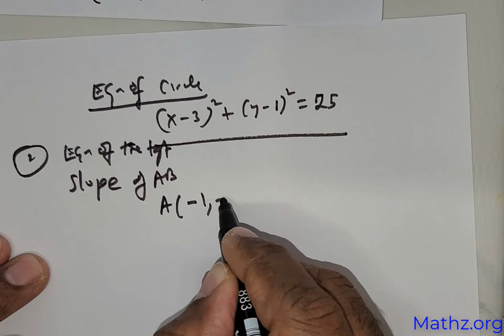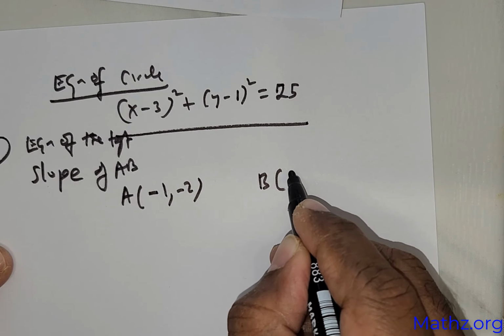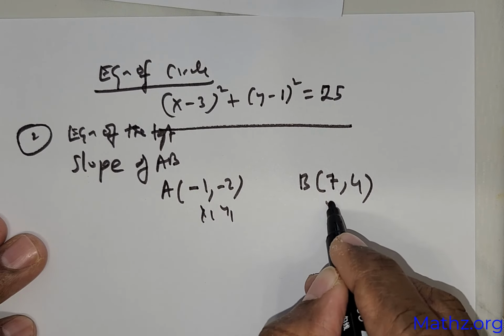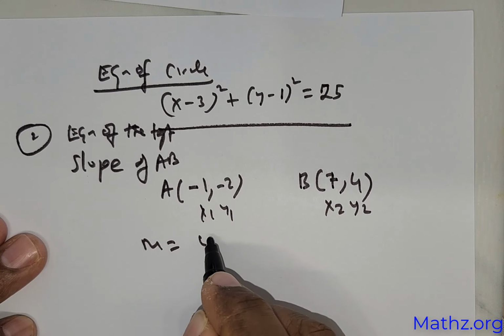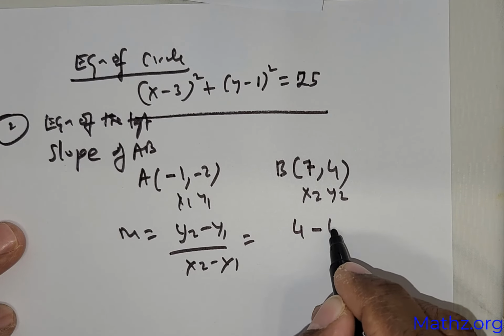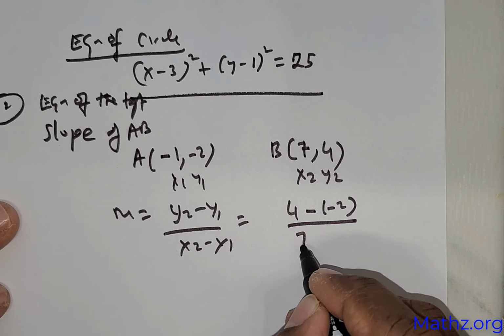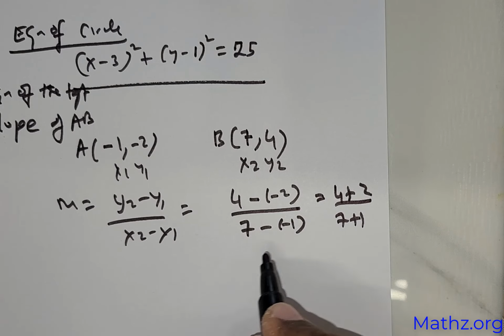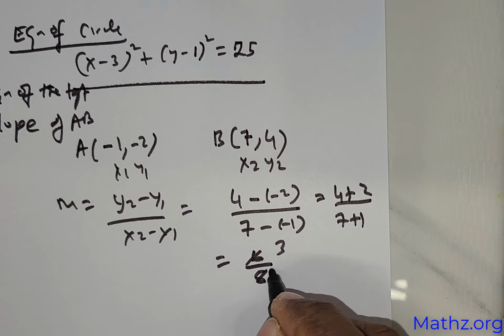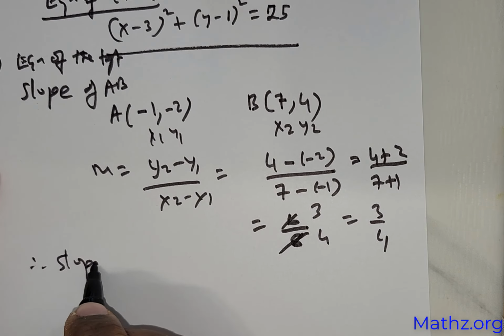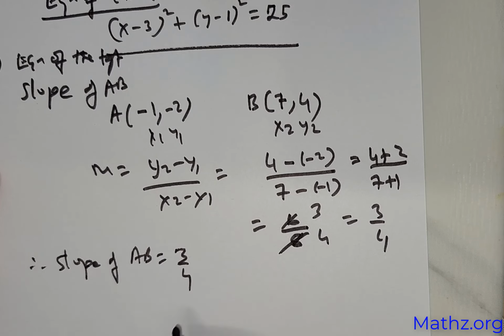Now A is (-1, -2) and B is (7, 4). So this is (x1, y1), this is (x2, y2). m is (y2 - y1) over (x2 - x1). So (4 - (-2)) divided by (7 - (-1)). This would give me (4 + 2) divided by (7 + 1), which is 6 over 8. 2 divides here 3 times, 2 divides here 4 times. So this is going to give me 3 over 4. So therefore the slope of AB is 3 over 4.